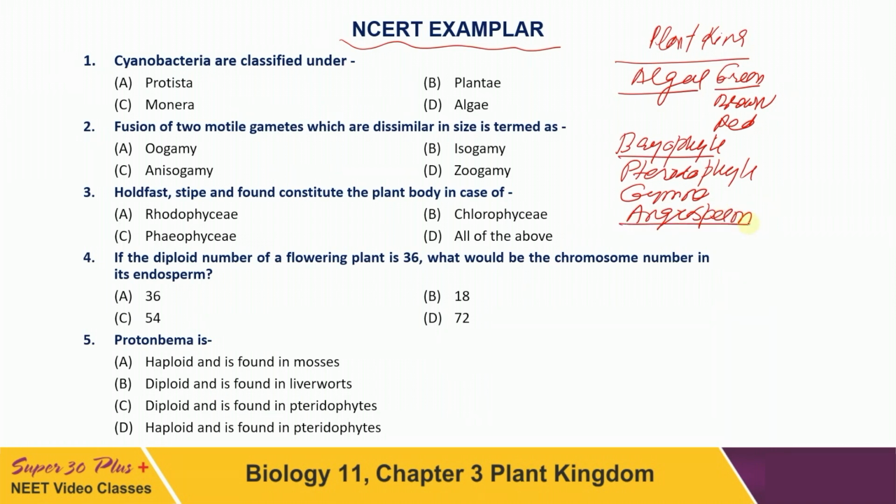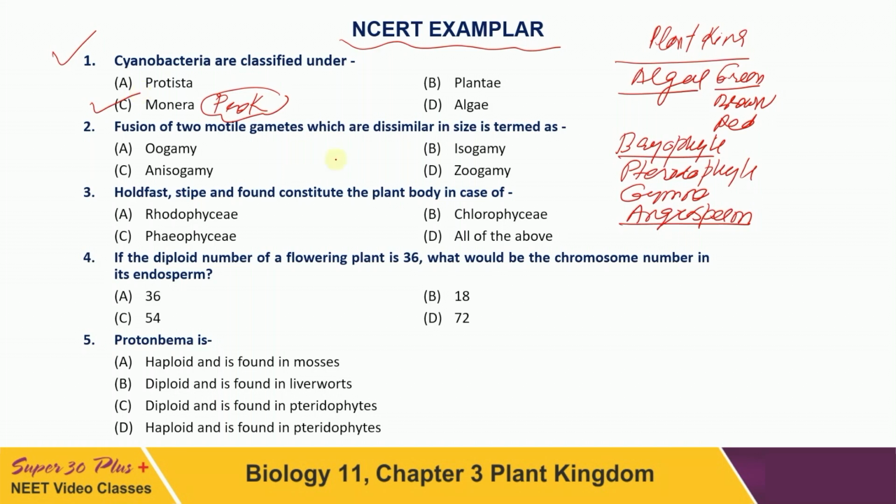So these exemplars are also based on the same. That is, one question is: cyanobacteria are classified under, can you give an example of this? Cyanobacteria are classified under Protista, Plantae, Monera or algae. Cyanobacteria are prokaryotic, and among all these kingdoms or groups, Monera is the only prokaryotic one. Therefore, the cyanobacteria belong to Monera.